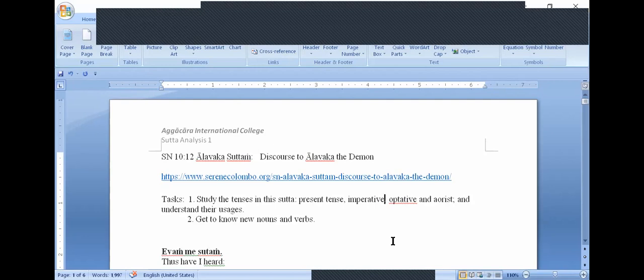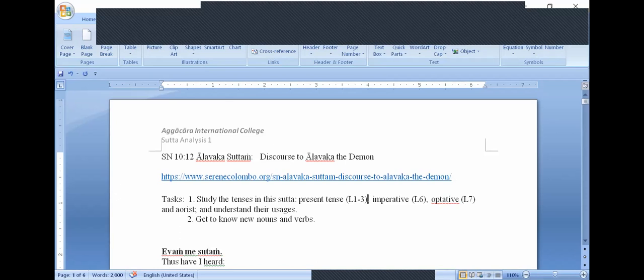All right? Okay, so this is lesson 6. Optative is today, lesson 7. Aorist means past tense, all right? Present tense will be lesson 1, I think 1 to 3 or something. Lesson 1, 2, 3. Okay?